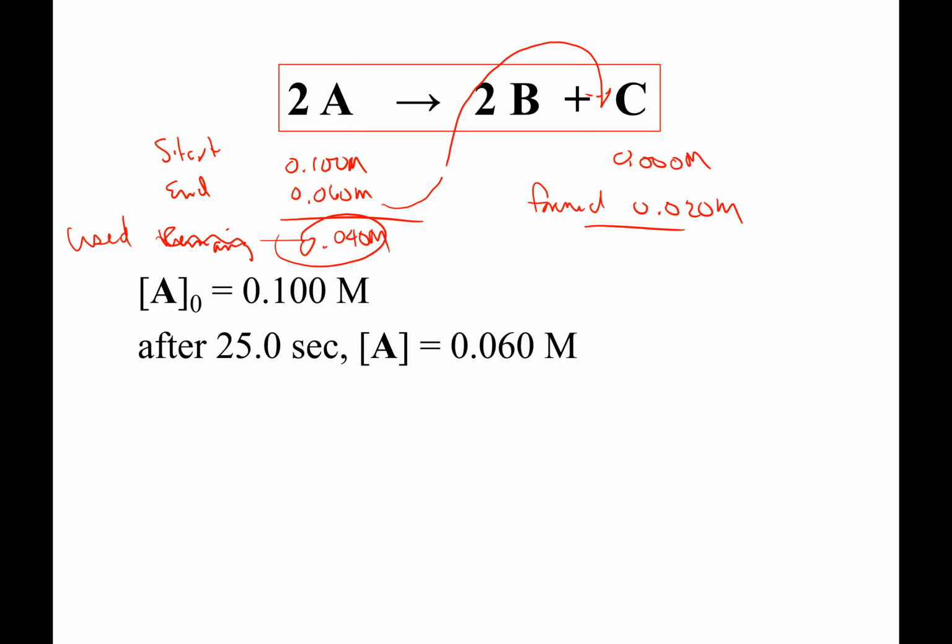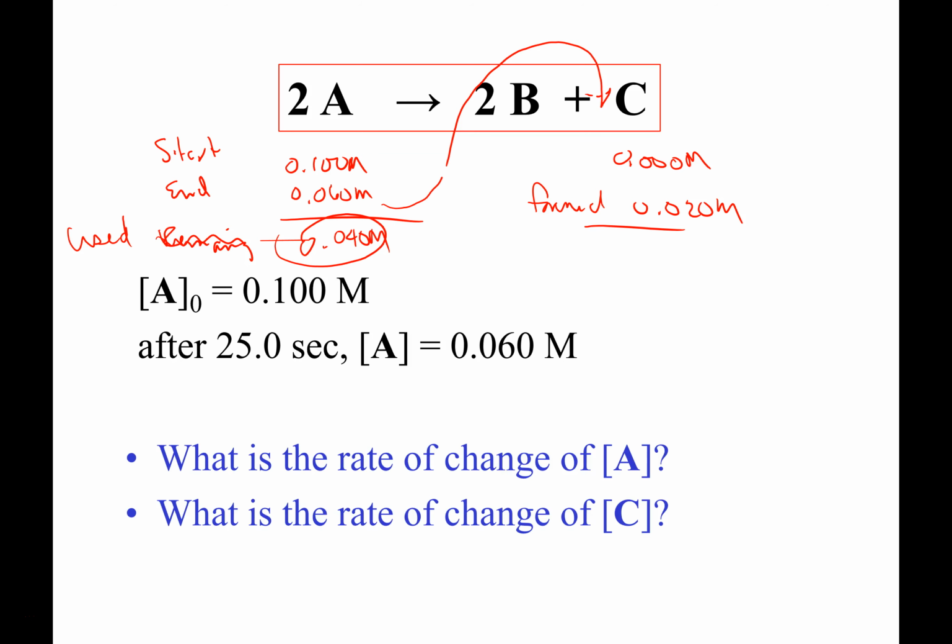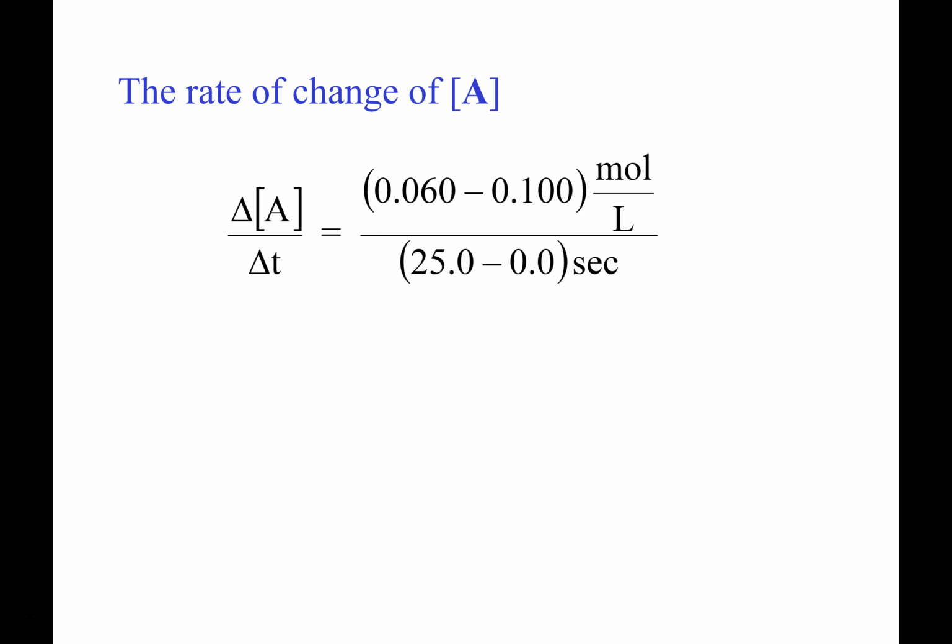So let's see what that looks like, doing it the right way. We're going to use these A values, the change in molar concentration of A, to come up with a delta A. Change in time, of course, is 25 seconds. And then we're going to use this sort of information to come up with the change in molar concentration of C. Change in time is also 25 seconds. So we're going to come up with the rate of change of A and the rate of change of C. The rate of change of A is final minus initial. The final was 0.060 moles per liter, the initial was 0.100 moles per liter, and the change in time was 25 seconds.